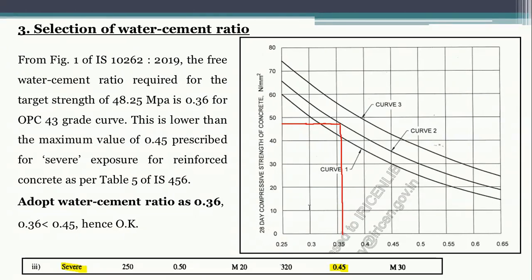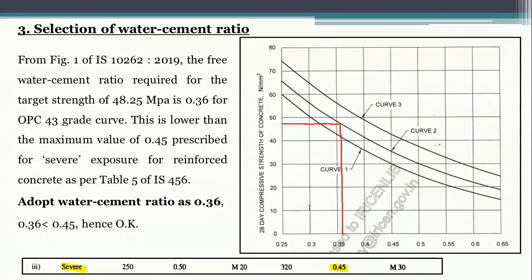With respect to the target strength on the y-axis, I have marked it in red color. 48.25 can approximately be taken as 48. I have drawn a line so that it is touching curve 2. Why does it have to touch curve 2? Because we are using OPC 43 grade, not 33 or 53. So with respect to the target strength of 48.25, we draw a line that touches curve 2, the OPC 43 grade curve.